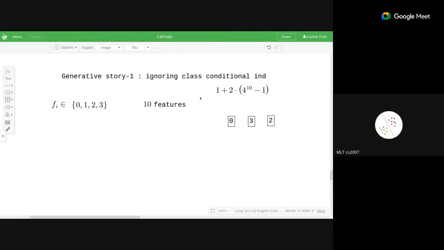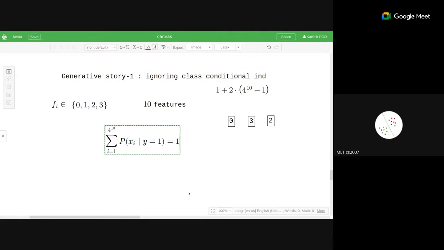Because for each possibility you are assigning a probability value, and they all should sum to 1. What are these parameters actually? The parameters represent P of xi given y equal to 1 or 0. If you sum this across all, it has to be equal to 1, because only one of these xi is going to come. 4 power 10 is the full sample set size. So no matter how you generate, the xi has to be 1 among these 4 power 10. So you need 1 less than 4 power 10 parameters. Each of these is a parameter, by the way. Okay, so this is generative story 1.